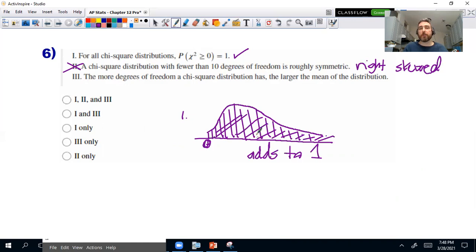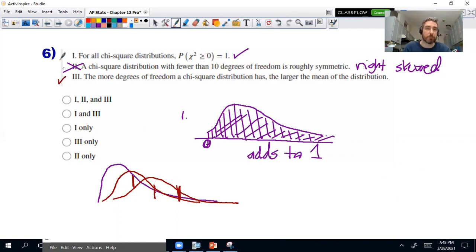3, the more degrees of freedom a chi-squared distribution has, the larger the mean. So a chi-squared with like 2 degrees of freedom might look like this. Chi-squared with 3 degrees of freedom is going to be more like that. And it's going to get further and further pulled to the right, but it'll still be right skewed. But the mean will get further out if that degree of freedom increases. So that's actually true. So it's going to be 1 and 3.